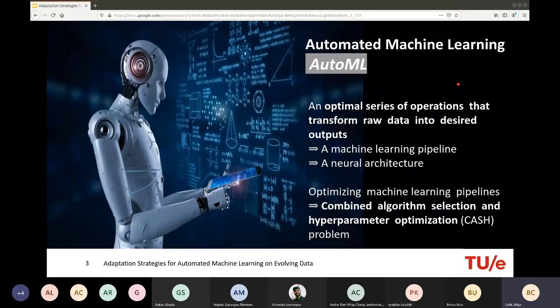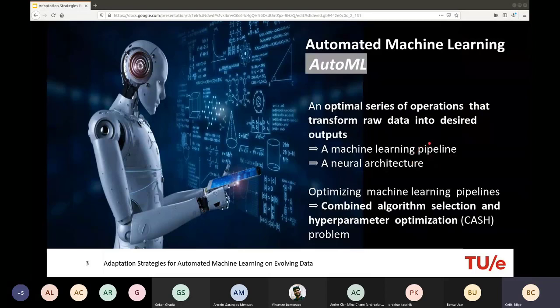So the first question, of course, is what is AutoML? Some of you may be already familiar with it, but I will go through it very quickly. So what is the purpose of AutoML? What are we trying to achieve? The main ultimate goal is the automation of predicting a new data set with a certain budget constraint, of course. So AutoML does this by optimizing a series of operations that will transform raw data into desired outputs. These operations can be a full machine learning pipeline or a neural architecture search. In this research, we focus on the pipeline optimization, but we think it could also be applied to neural networks.